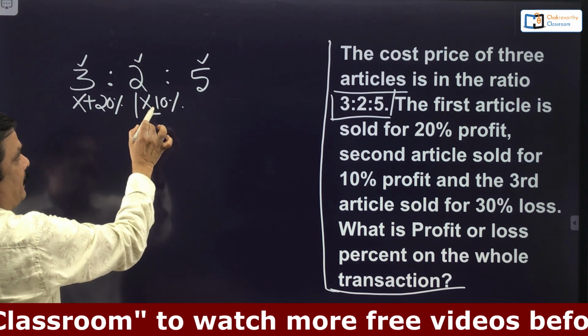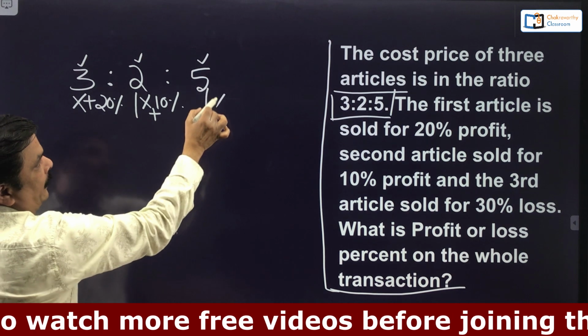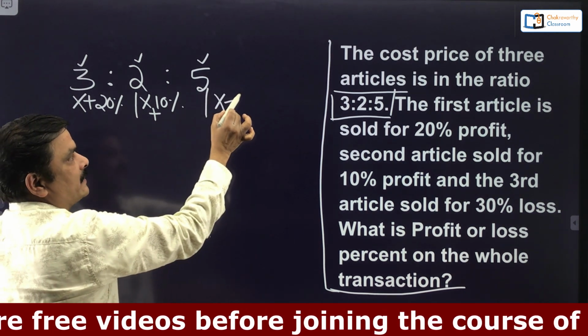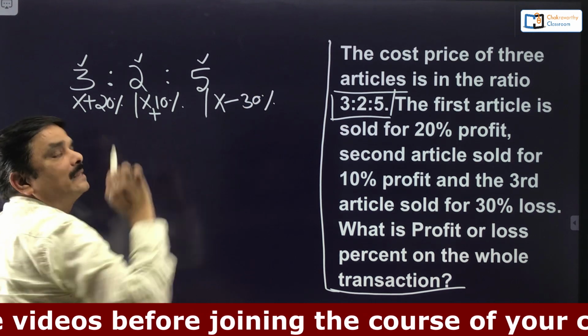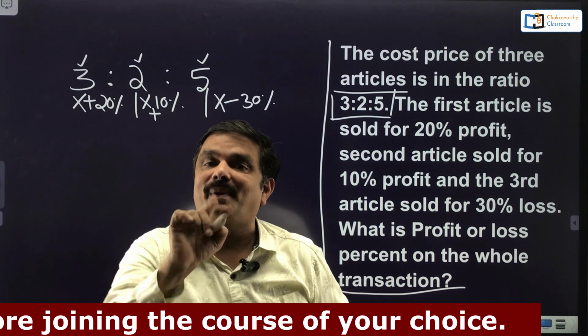Again, this is plus, I am keeping it because that is profit. Next one is into how much is that one? 30% loss. I am keeping minus 30% loss. Profit or loss are generally reckoned on the cost price only.